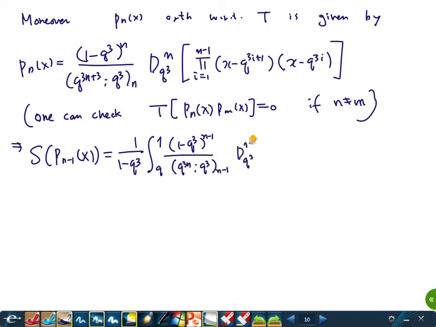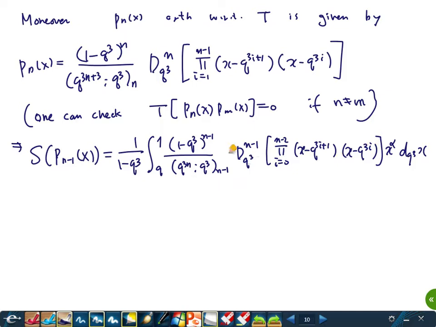dq cubed n minus 1 x alpha dq cubed x. Right? All you need to do is to compute this integral. It's basically summation because the Q integral is a Q series. How can you compute this?